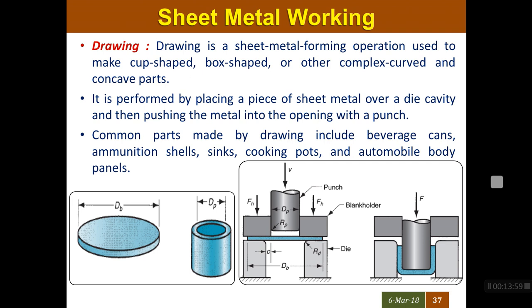So from this figure you can understand that a simple circular metal sheet is converted into a long deep cup-like shape, or a box-like shape, formed by using a different punch and die. Along with this we have a blank holder.